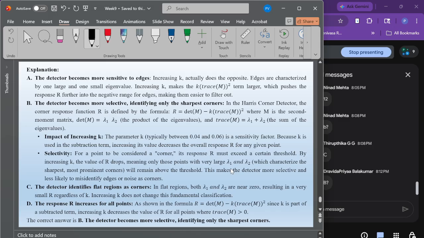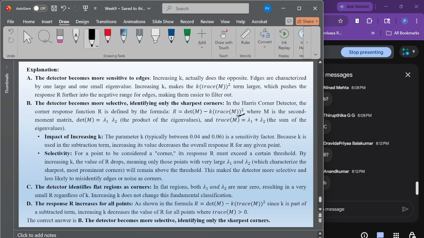In the Harris corner detector, the corner response R is defined by this formula, which we have already seen. M is the second moment matrix, and the determinant is the product of the eigenvalues lambda 1, lambda 2, and the trace is the sum of the eigenvalues. The impact of increasing K: the parameter K typically ranges from 0.04 to 0.06 and is the sensitivity factor, as we already know.